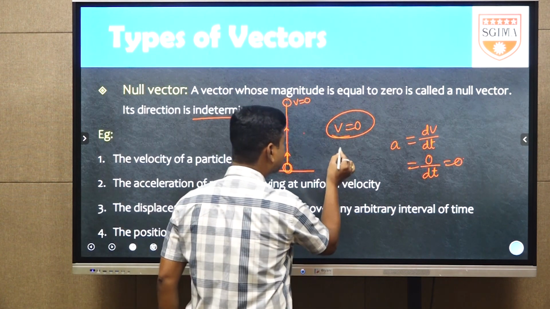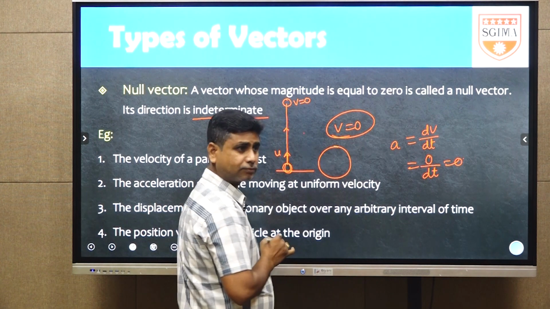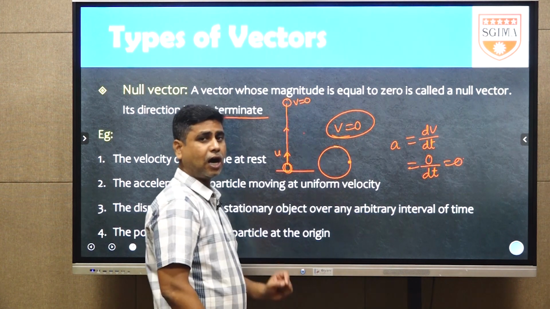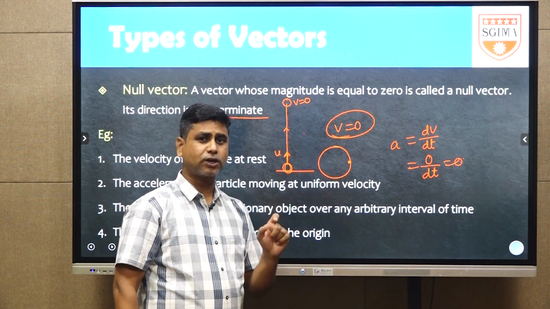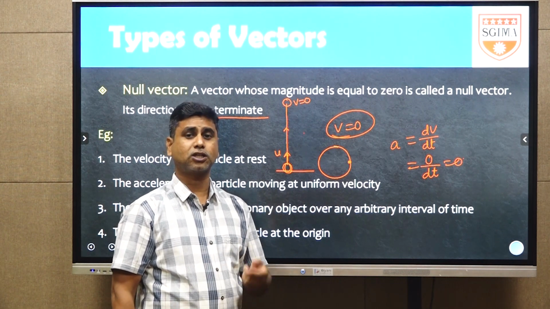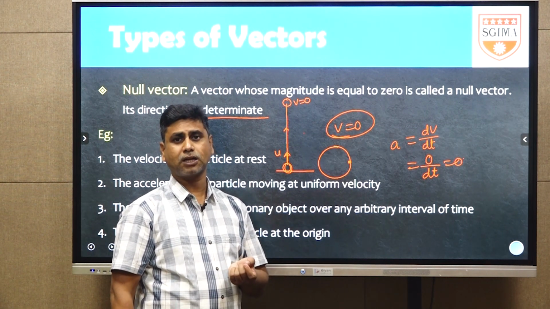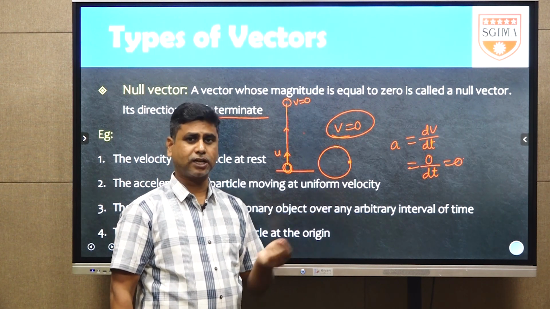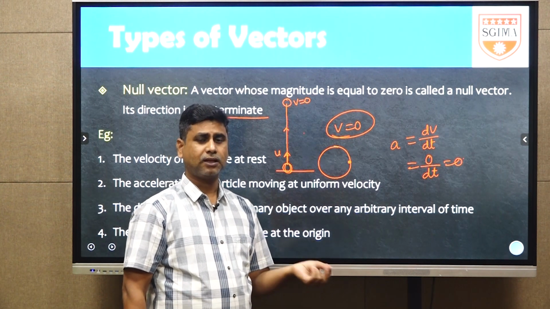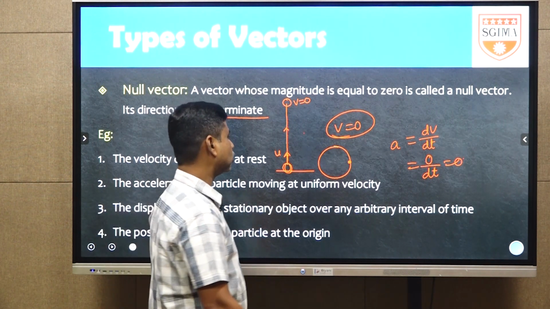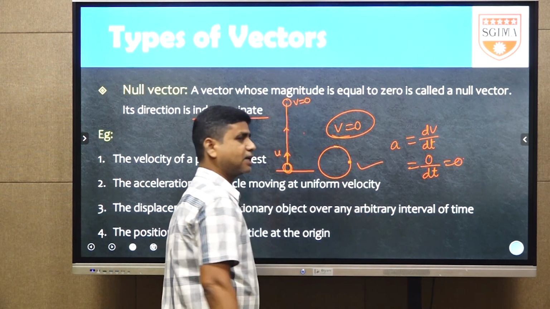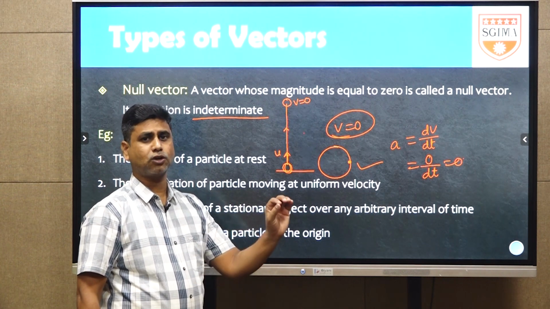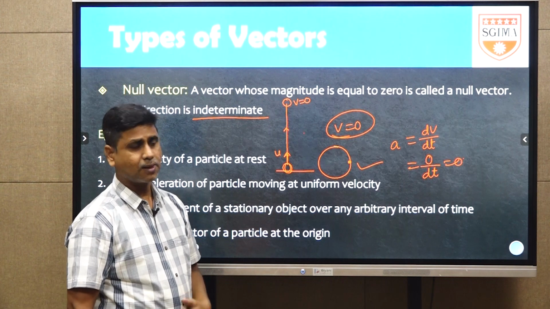Otherwise, one particle is rotating along a circular path. From here it started, and again it reaches the same point after one rotation. After one rotation, what is the displacement? 0, because the initial position and final position of the particle are the same. When the initial position and final position of the particle coincide, then the displacement of the particle equals 0 only. Like this, many examples can be taken about the null vector. Null vector means a vector quantity whose magnitude equals 0. Those vectors are called null vectors.